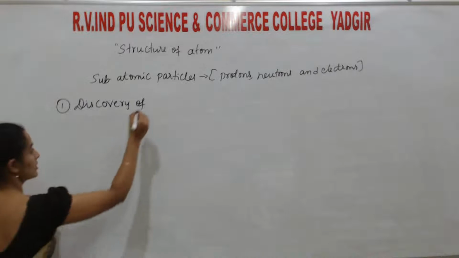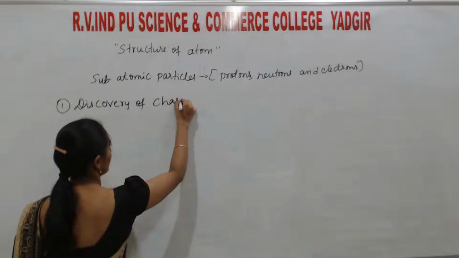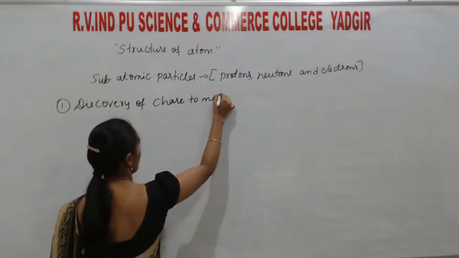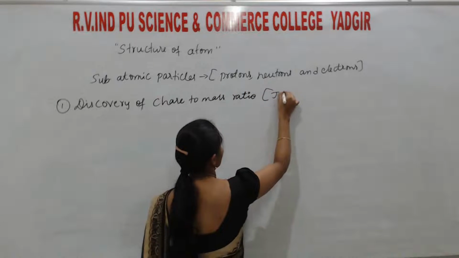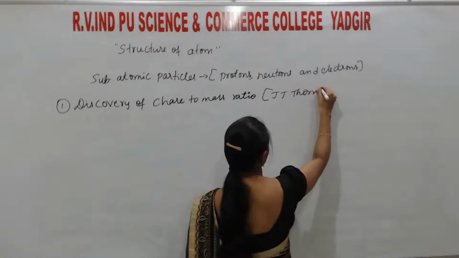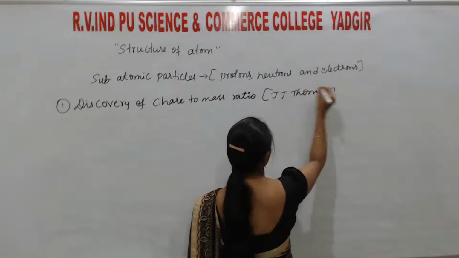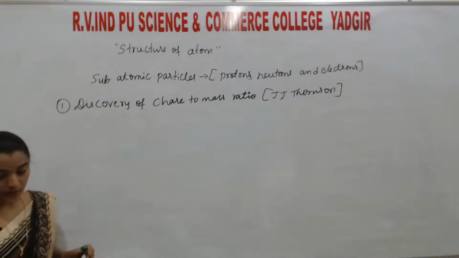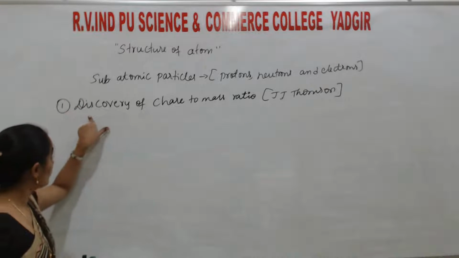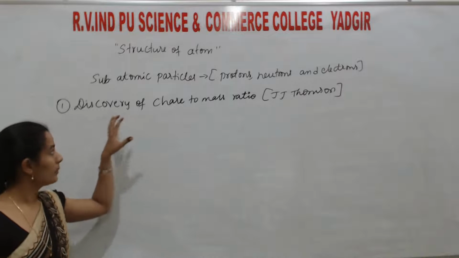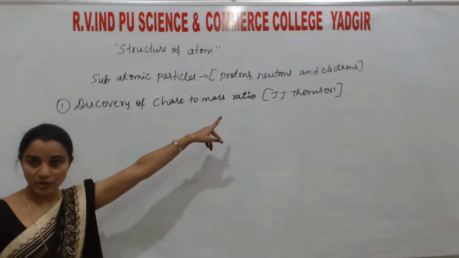Okay, so the discovery of charge to mass ratio by J. J. Thomson. He is the British physicist. So we would find out who did the experiment based on the discovery of charge to mass ratio.